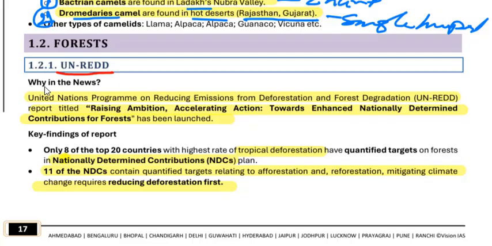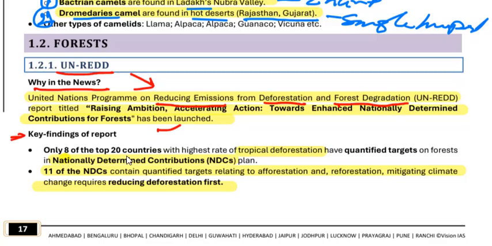First we will see why it is in news, then we'll see the added details and different things about REDD and REDD plus. Starting with why it is in news: the United Nations Program on Reducing Emissions from Deforestation and Forest Degradation, that is UNREDD, report titled Rising Emission, Accelerating Action Towards Enhanced Nationally Determined Contribution for Forest has been launched. Next, what are the key findings of the report.